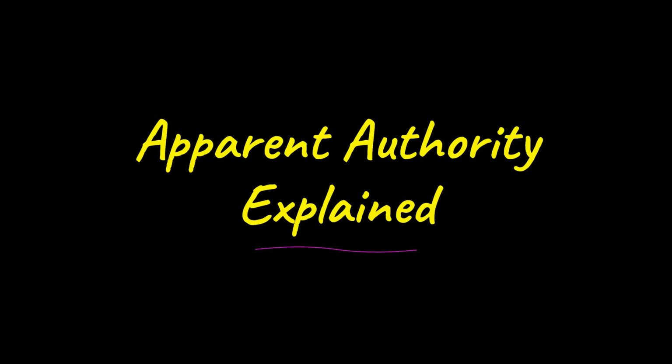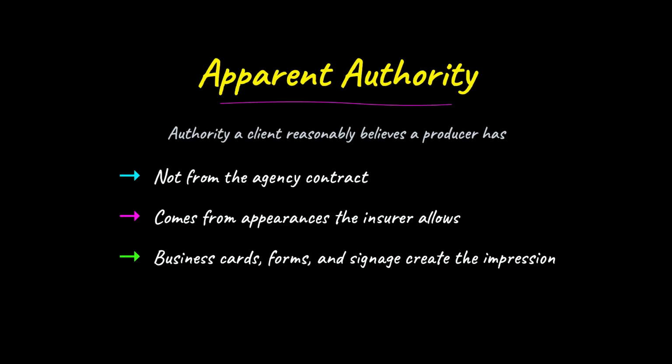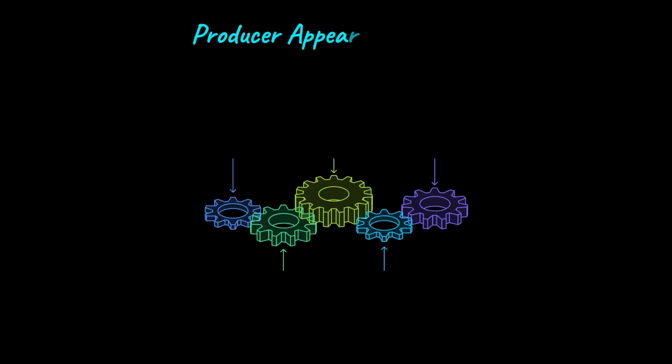How can an insurer be bound by a promise its producer was never actually allowed to make? The answer lies in a doctrine called apparent authority. Apparent authority isn't granted by the agency contract at all. It comes from the impression the insurer creates by handing a producer business cards, applications, rate books, and signage that make them look authorized. And when a client reasonably relies on that look, the insurer can be bound.